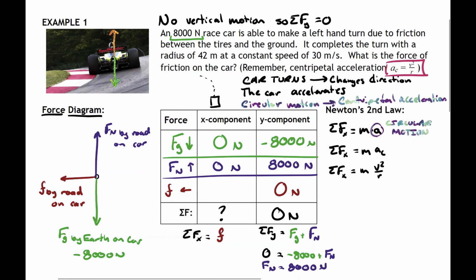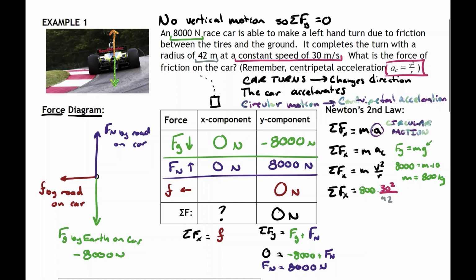We were given the force of gravity, but we can use that force of gravity equation to figure out the mass. Remember that g is the gravitational field strength, which we can abbreviate as 10 newtons per kilogram. So our mass is 800 kilograms. We're told the constant speed is 30 meters per second, and the radius is 42 meters. At this point, I think we have everything we need in order to figure out the net force.